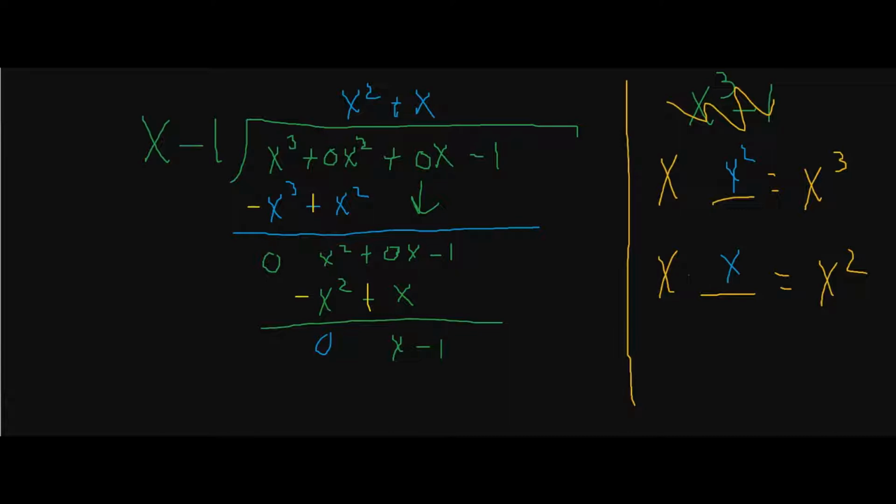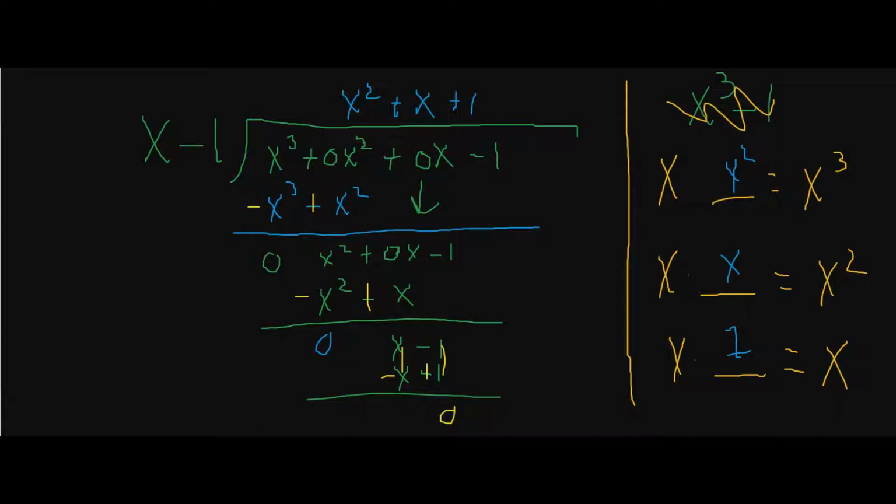Okay. Now we ask ourselves, x times what gives you x? Well, that's just going to be 1. So we get plus 1. So x times 1 is just going to be x. And negative 1 times 1 is going to give me negative 1. Now we just flip the signs on these and we're going to get a remainder of 0.